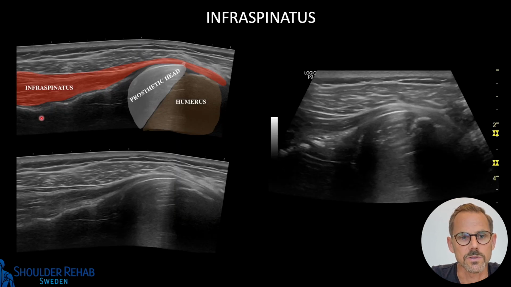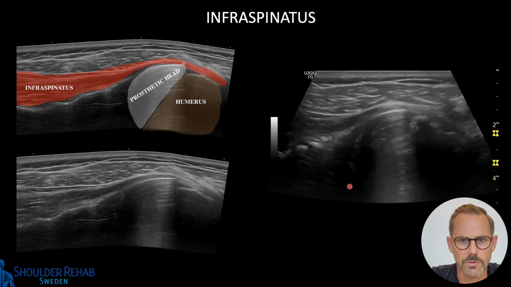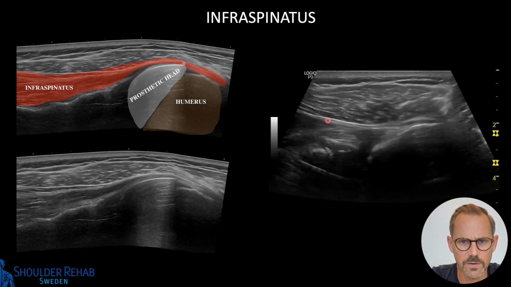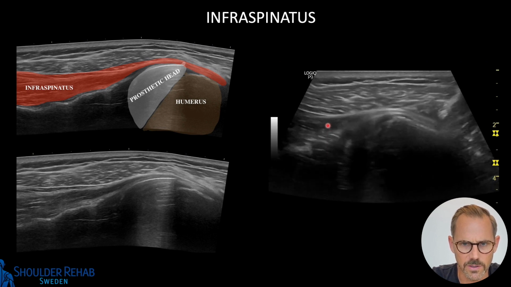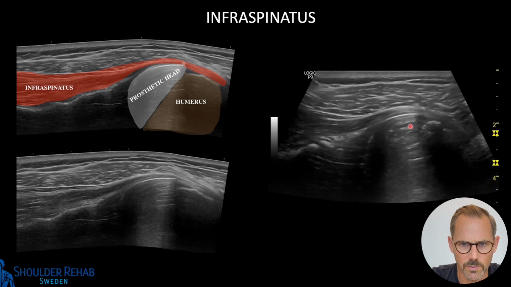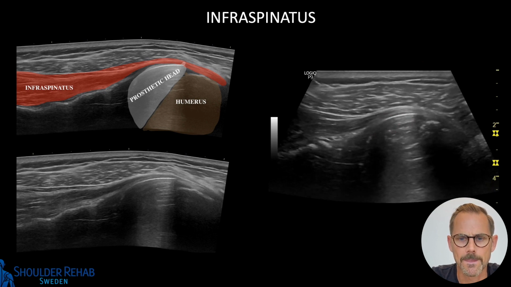And as I said, the infraspinatus is also intact, has its old attachment, and beneath it we have the prosthesis. So this is what it looks like if we do an external rotation. We see the infraspinatus doing the external rotation, and beneath the infra we have the prosthesis.